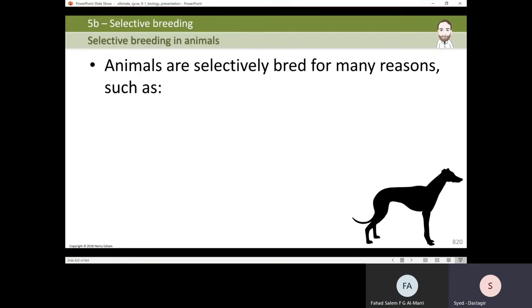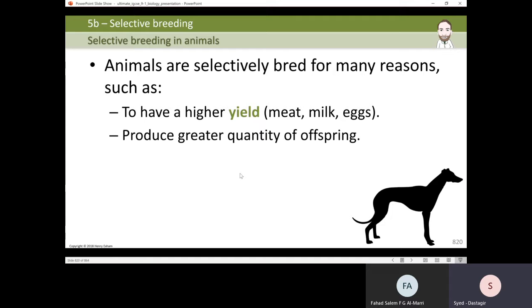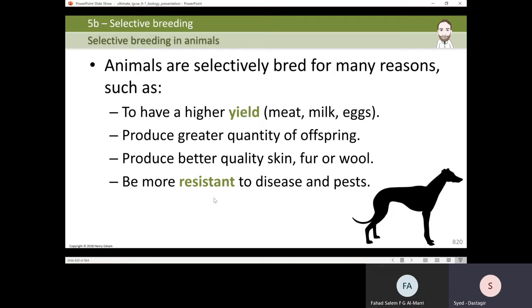Okay. Well, to have a higher yield, with meat, milk, eggs, for example, produce greater quantity of offspring, so there's more of them. Produce better quality of skin, fur, or wool, for example, leather, or fur or wool from sheep. Be more resistant to disease and pests. So if you know there's an animal who can fight off disease or doesn't get a particular disease, you want to breed that animal so there's more of a likelihood of the offspring inheriting that.